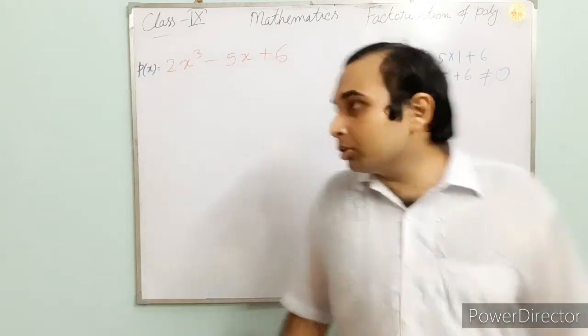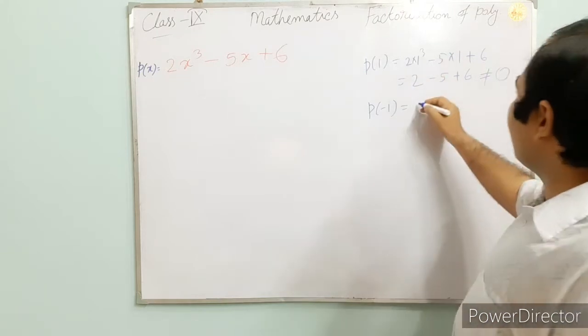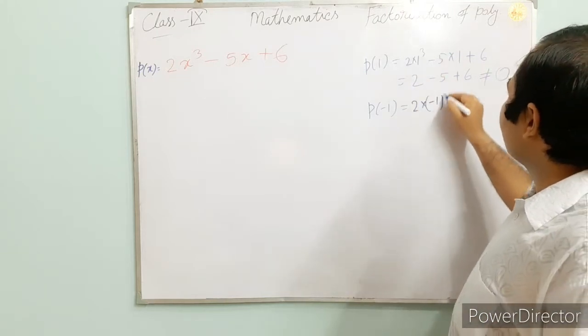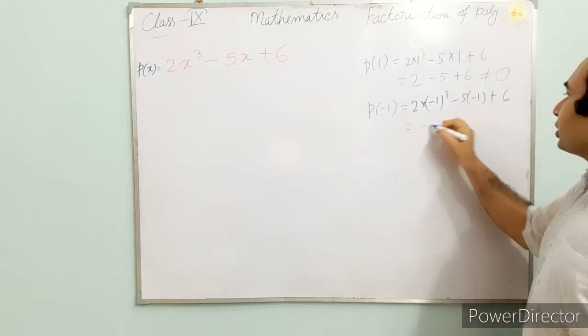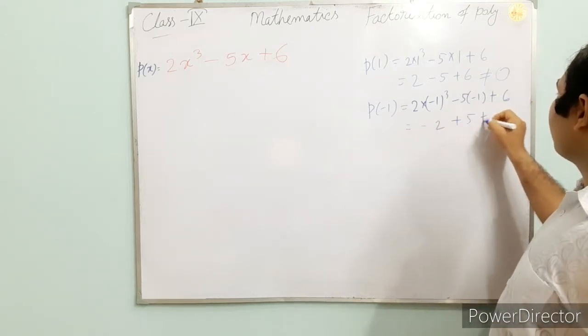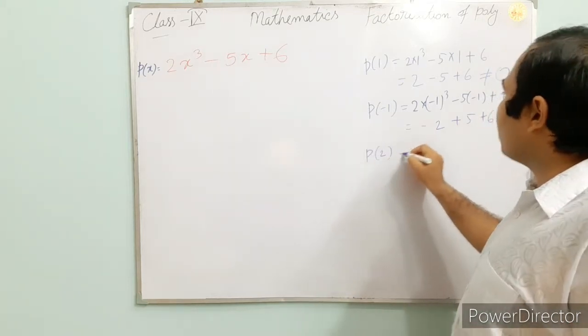Okay. So let us do this one. P of -1: 2 into -1 cube minus 5 into -1 plus 6. So it is -2 plus 5 plus 6. It will not be equal to 0. So P of 2 now.